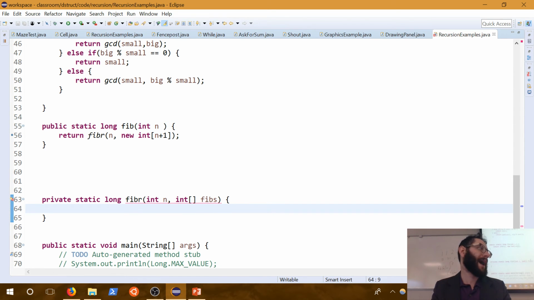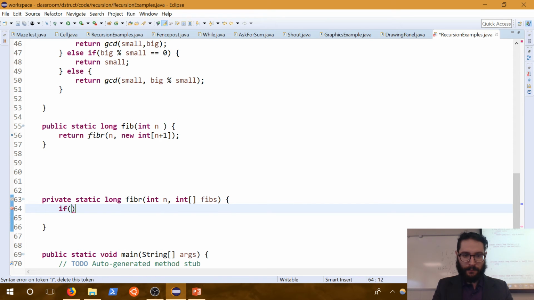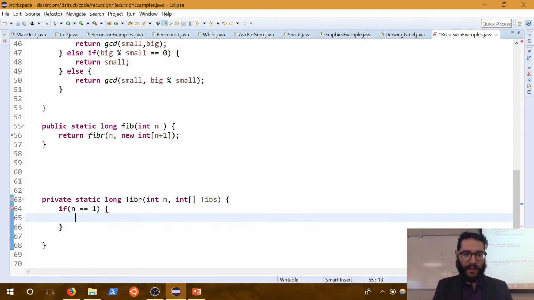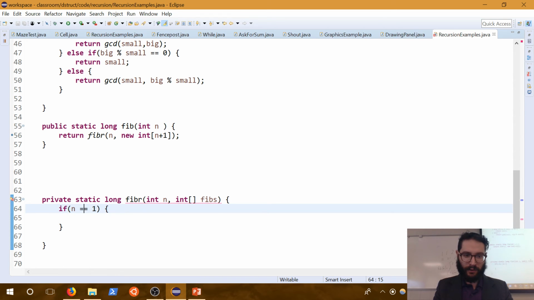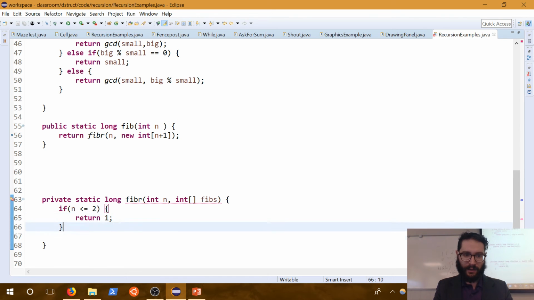And it's going to be able to be passed between each equation. So if n is less than or equal to 2, we'll do our same thing. Return 1 as our base case.